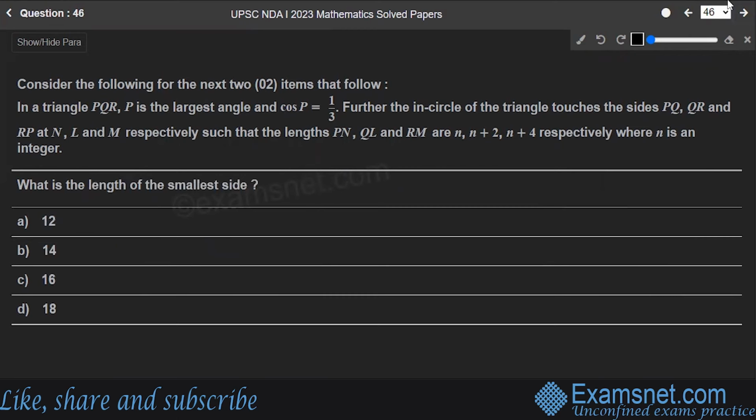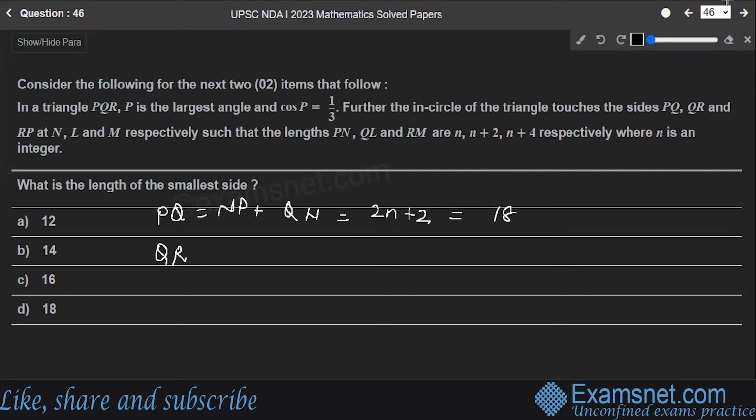So same thing, same question, same statement is there. Now you have to find out what is the length of the smallest side. So from here, if you look at the last question, since PQ was equal to NP plus QN, which was equal to 2n plus 2. In the last one, we got n is equal to 8, so this makes it 18.